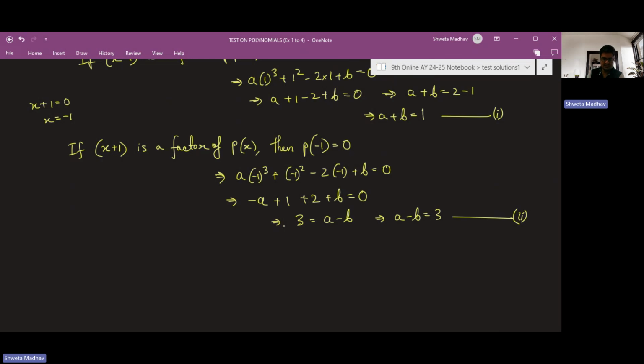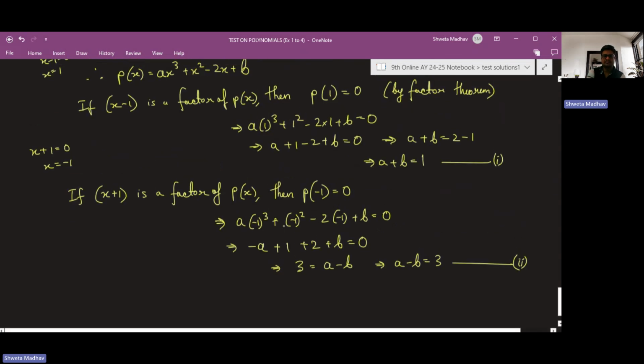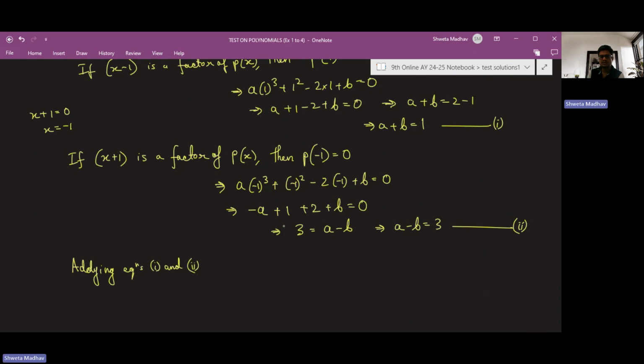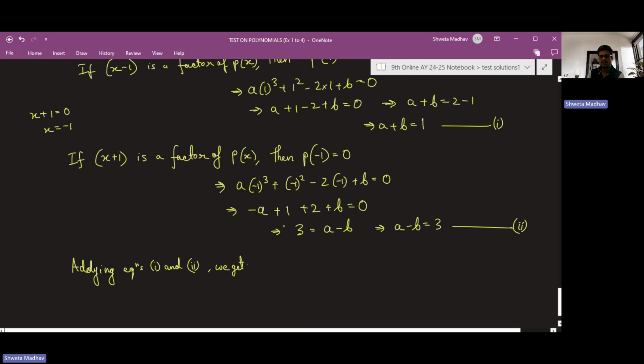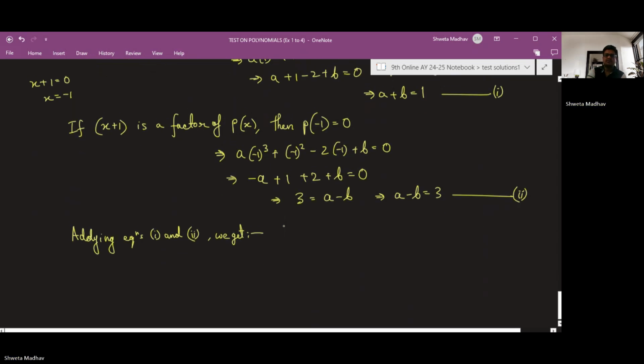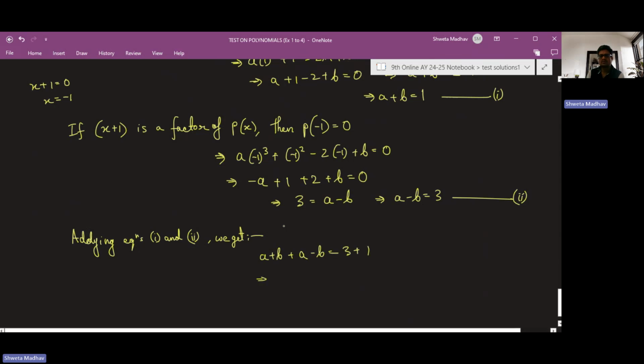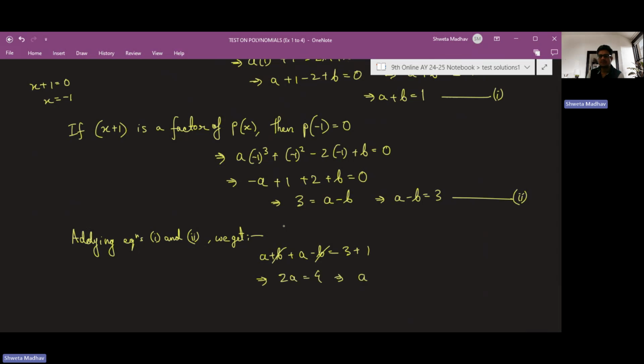So here we need to find the values of a and b. So now if I add the equations 1 and 2, we get a plus b plus a minus b equal to 3 plus 1. So b and b will get cancelled. We'll get 2a equals 4. So a will be equal to 2.